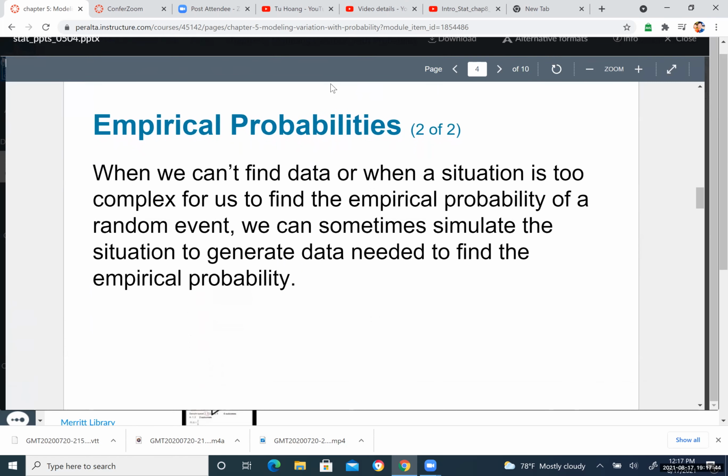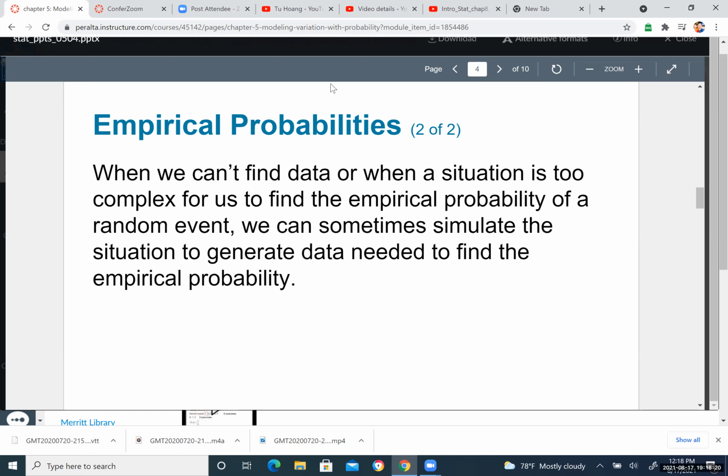And another, let me say, is when we can't find data, or when a situation is too complex for us. For example, what do they mean? The situation is too vague, or there are too many times, you cannot pay attention to each single event, then you cannot find that. So to find the empirical probability of random events, we can sometimes simulate the situation to generate the data needed to define the empirical probability.